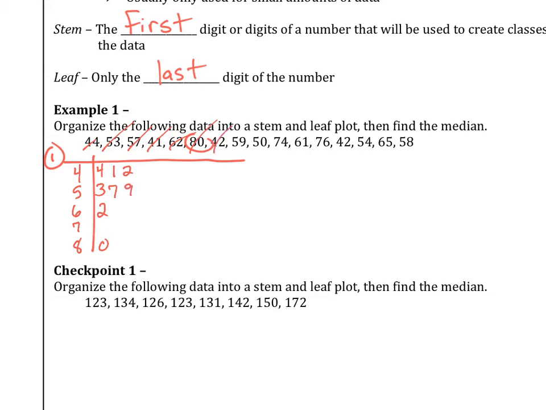59, 50, 74, 61. So notice I'm just going through my list. It doesn't matter what order they're in right now. I'm just getting them down. 76 would be in the 70s. So 7, then put your 6 there. 42, 54, 65, and 58. Okay, so all the numbers are in that one.